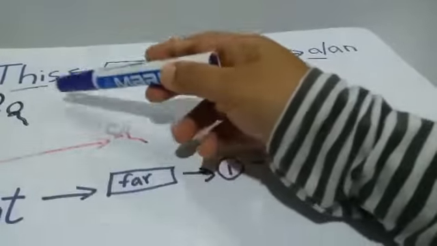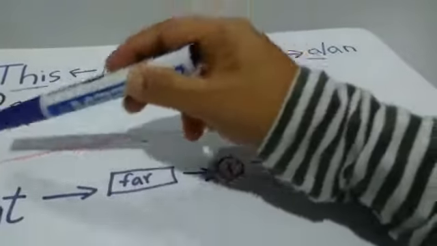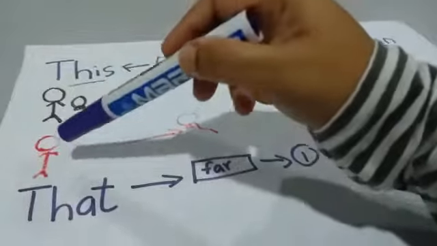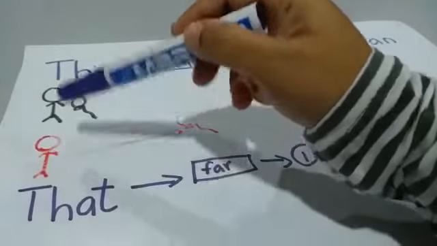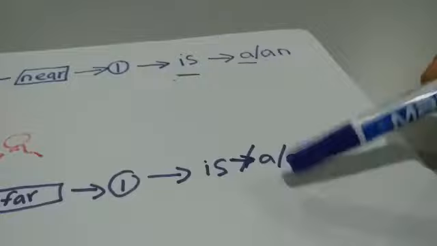This and that is used for one object. This is for near, and that is when it is far away. When the object is far away, you use that. When the object is near, you use this. With this and that, you have to use is and a or an with the object.